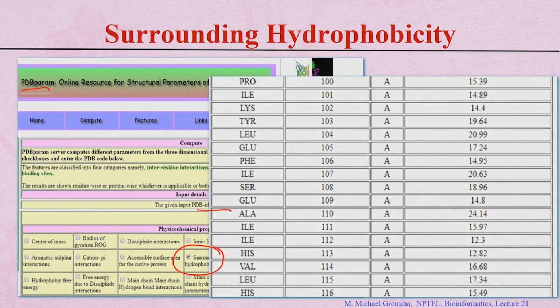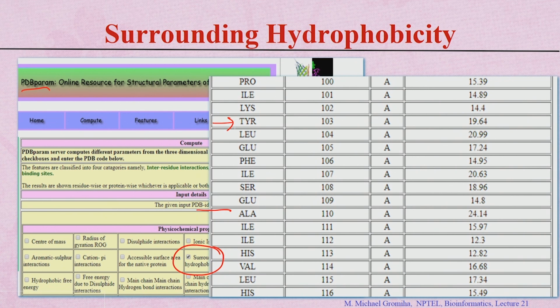Once you do this, you will get the values. For all the residues in a protein, you can see the surrounding hydrophobicity of each residue. For example, what is the hydrophobicity of tyrosine 103? 19.64. So, if you look into these surrounding hydrophobicity values, some residues are high in surrounding hydrophobicity and some of them are less. Can you find some of the residues which are very high in surrounding hydrophobicity?